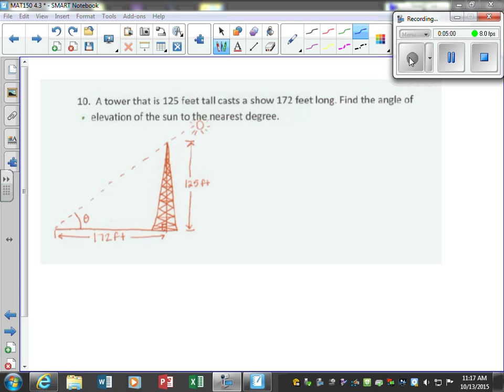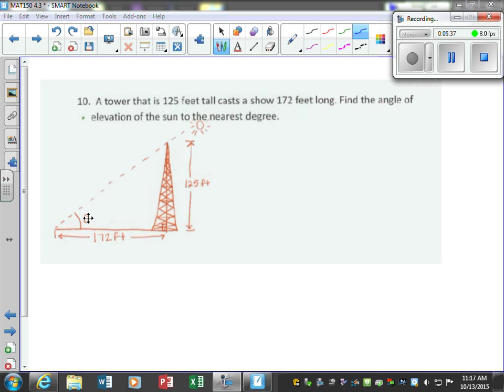So a case in which we may use those is an example like 10. So a tower that's 125 feet tall, so we can see this is our height, casts a shadow 172 feet long. This is our shadow. Find the angle. This time we know the sides, but we don't know the angle. Okay, so we're looking for angle theta, and this is a case which we'll get to put our inverse calculator function to use. So which trig function would we be able to use for this particular case to have this value over this value?